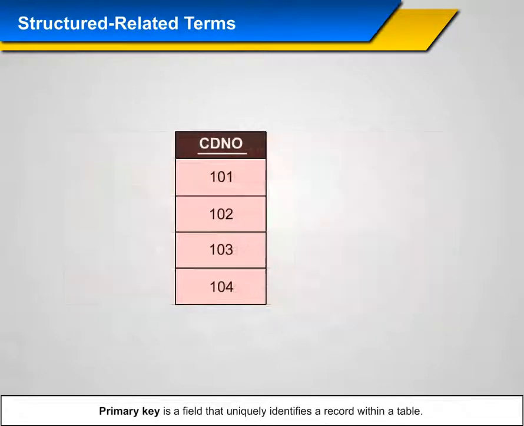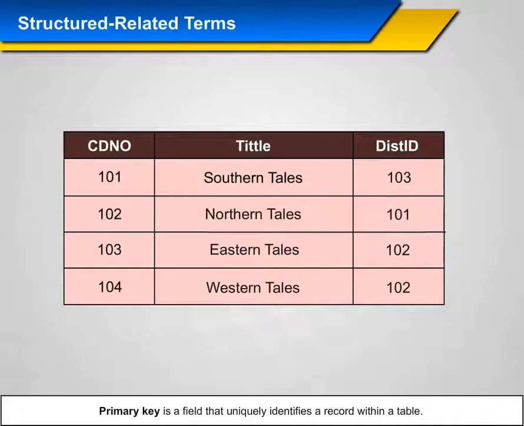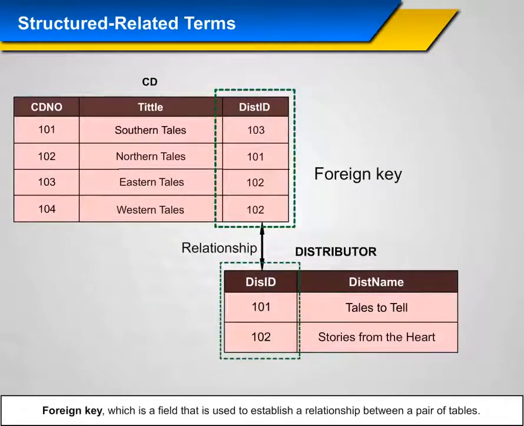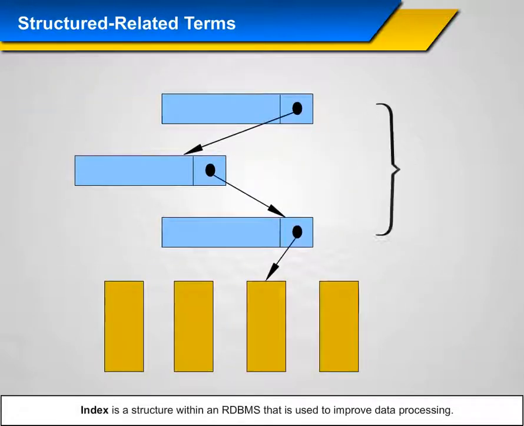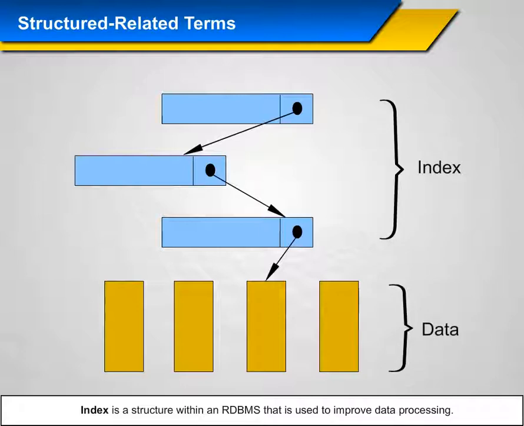Primary key is a field that uniquely identifies a record within a table. Foreign key is a field that is used to establish a relationship between a pair of tables. Index is a structure within an RDBMS that is used to improve data processing.